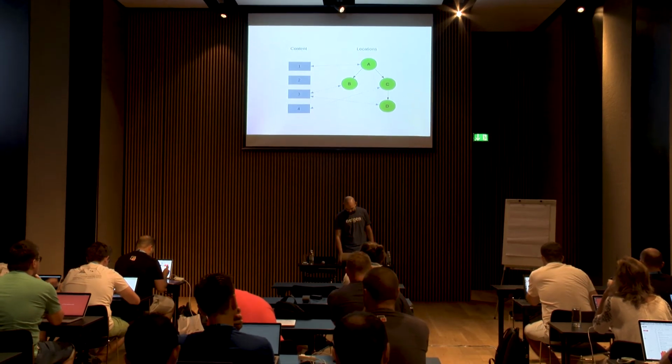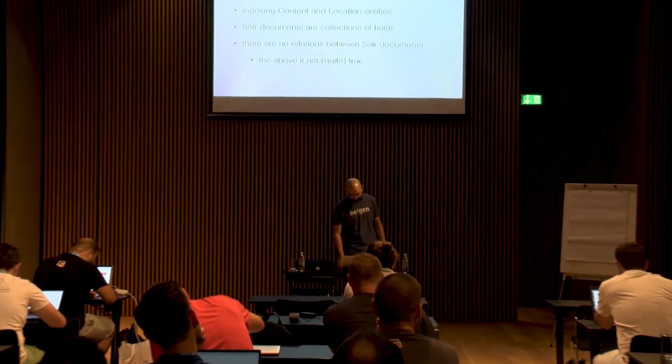So how is this represented in the Solr backend? Well, Solr indexes and stores documents. A document is basically a collection of fields with a unique ID. And Solr does not provide a way to relate documents, which is actually not quite true. There is a way to do it. Solr does it with a kind of trick, and this is important for us because we use it.